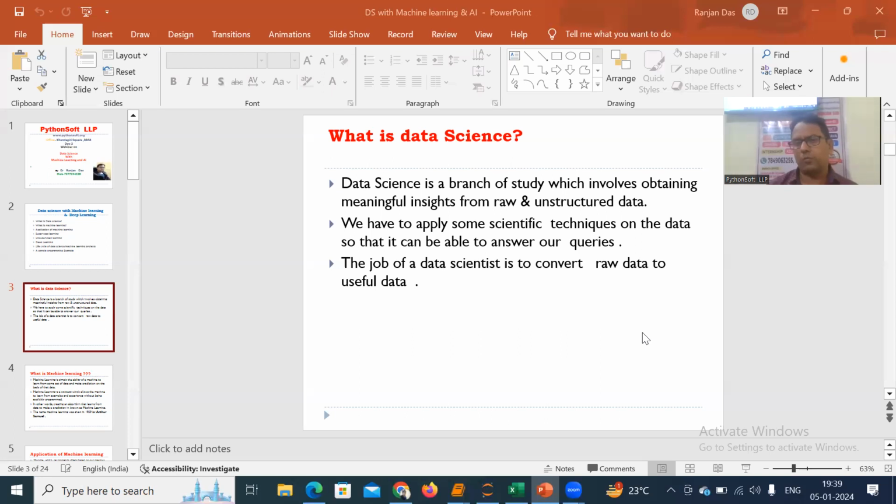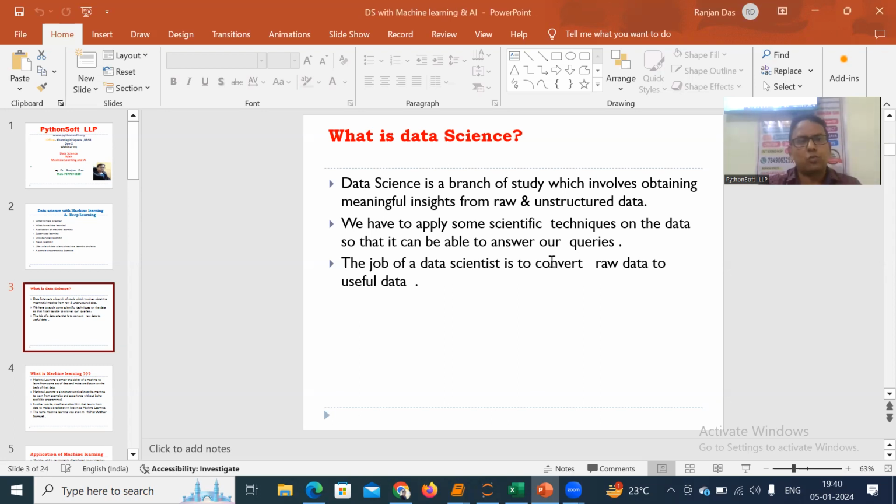All these decisions, the data is the main factor. The data scientist's job is to simply take raw data and convert it into useful or meaningful data, because when we are collecting data, the data is not very clear. The data may contain impurities. So our job is to just clean the data.